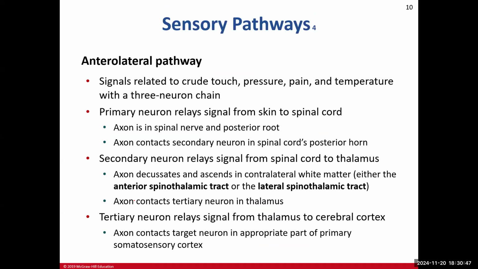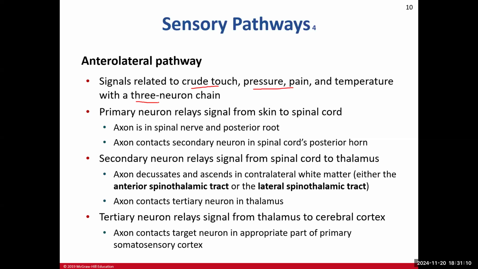Let's talk about another pathway. Look at the name, anterolateral pathway. Okay, this is another sensory pathway. So let's see what it carries. It's going to carry crude touch, pressure, pain, and temperature. And it's also going to use a three neuron chain. Folks, I'll tell you, there's going to be a pattern developing here. You'll notice it when I do this one, but I'll give you a heads up.